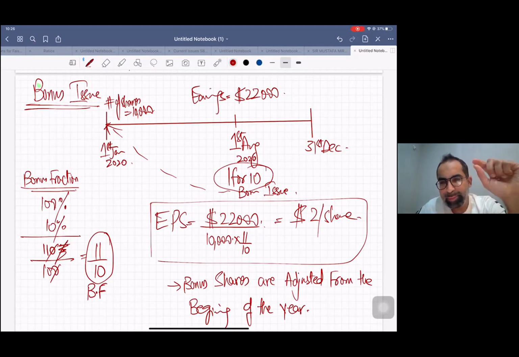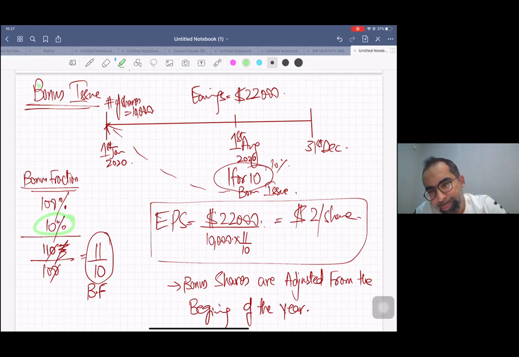Okay, now I'm going to give you basic maths practice. I'm giving you different bonus issue and you have to calculate bonus fraction quick. Listen, this time it was 1 for 10, that's why I added 10%, okay? If this is 1 for 5, then 1 upon 5 means 20%. If this is 2 for 5, then 2 upon 5 means 40%, okay? So you have to adjust accordingly. I hope you guys are no more kids.